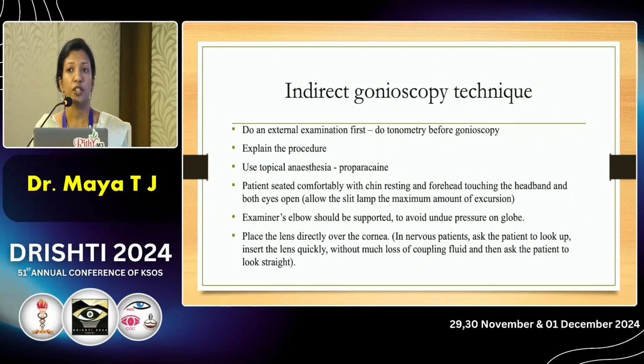Coming to the technique, do an external eye examination first, then do tonometry before gonioscopy. Explain the procedure to the patient, use topical anesthesia, and make the patient seated comfortably with chin resting and forehead touching the headband and both eyes open. The examiner's elbow should be supported to avoid undue pressure over the globe. Place the lens directly over the cornea. In nervous patients, ask the patient to look up, insert the lens quickly without much loss of coupling fluid, and then ask the patient to look straight.